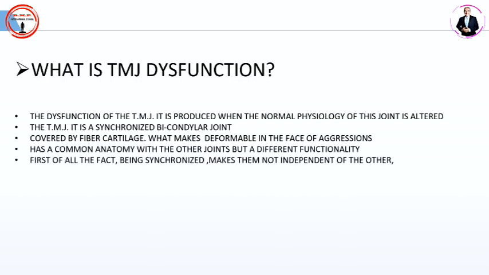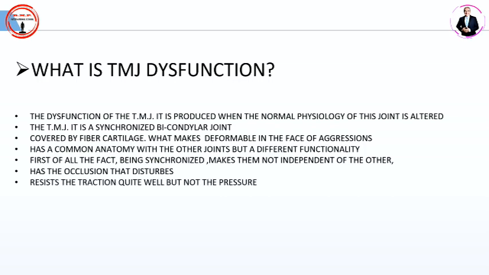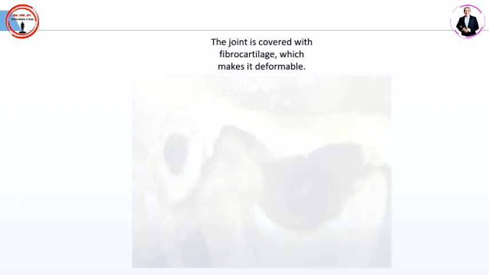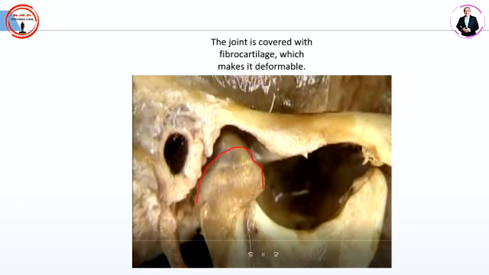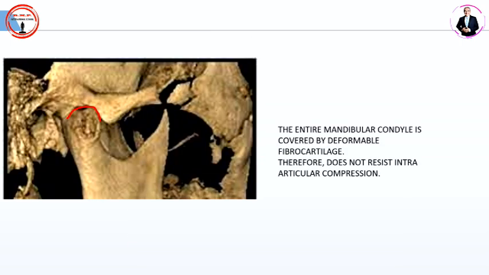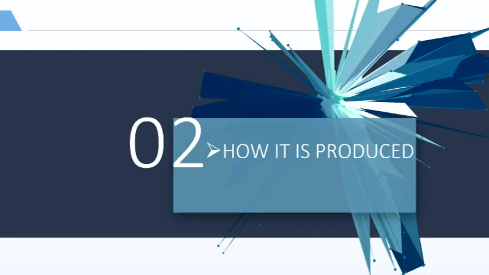First of all, being synchronized, the two joints are not independent of each other. It has the occlusion that disturbs. It resists traction quite well but not pressure, and therefore does not have the same physiology as the other joints. The joint is covered with fibrocartilage, which makes it deformable. The entire mandibular condyle is covered by deformable fibrocartilage, therefore it does not resist intra-articular compression.